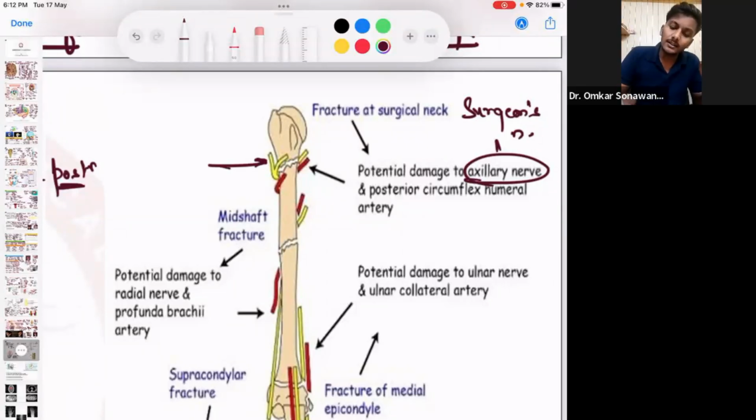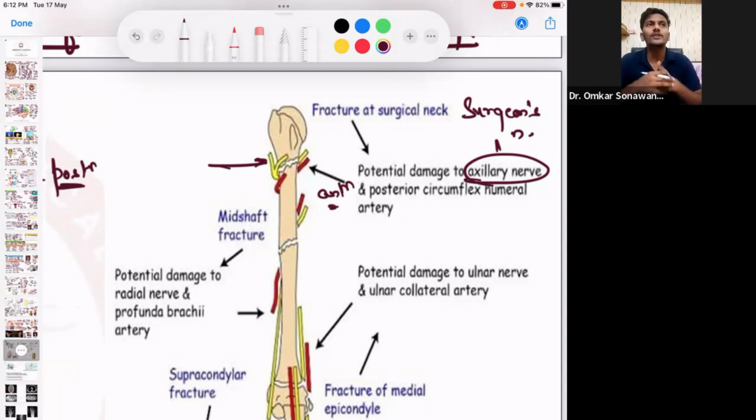These are the anterior and the posterior circumflex humeral arteries. They lie in close relation to which landmark? Surgical neck of humerus. कोई दिक्कत नहीं है. Important, two arteries: anterior and posterior circumflex humeral artery.